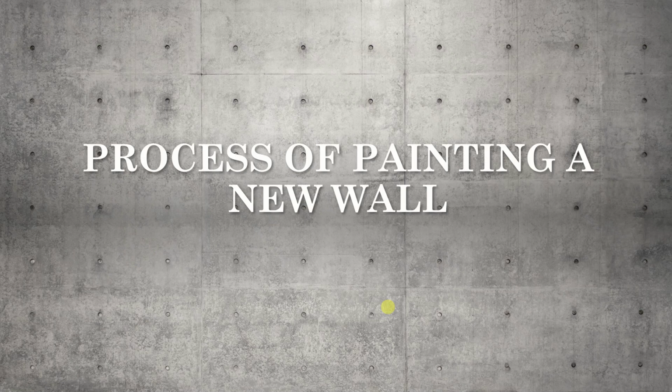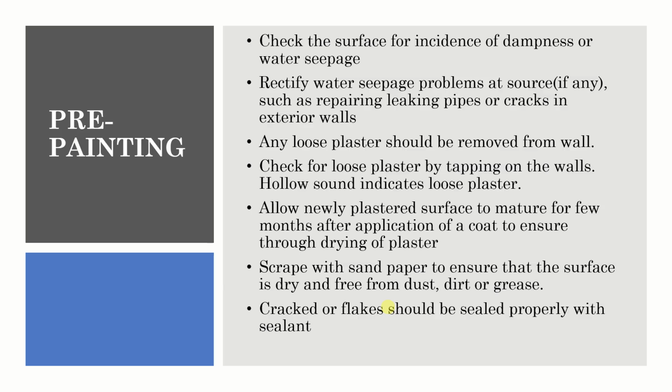So let us see the process of painting a new wall. Pre-painting: first we have to check the surface for efflorescence and dampness or water seepage. Rectify water seepage problems at source if any, such as repairing leaking pipes or cracks in exterior walls. It must be very dry before applying the paint. We have to very clearly check the surface.